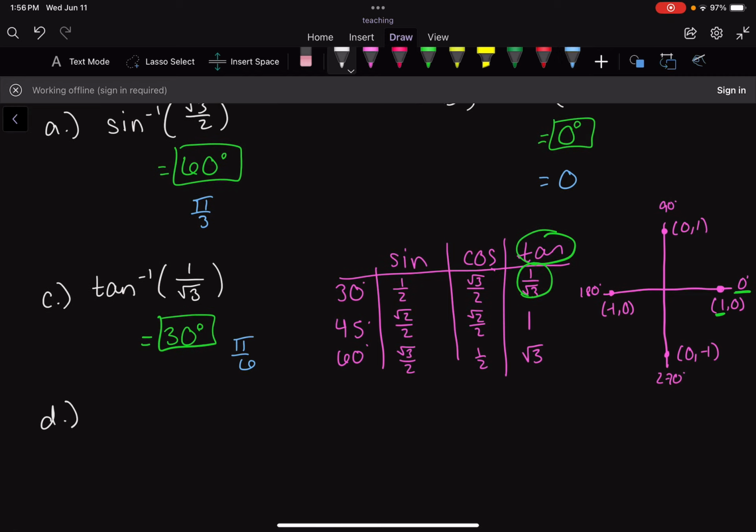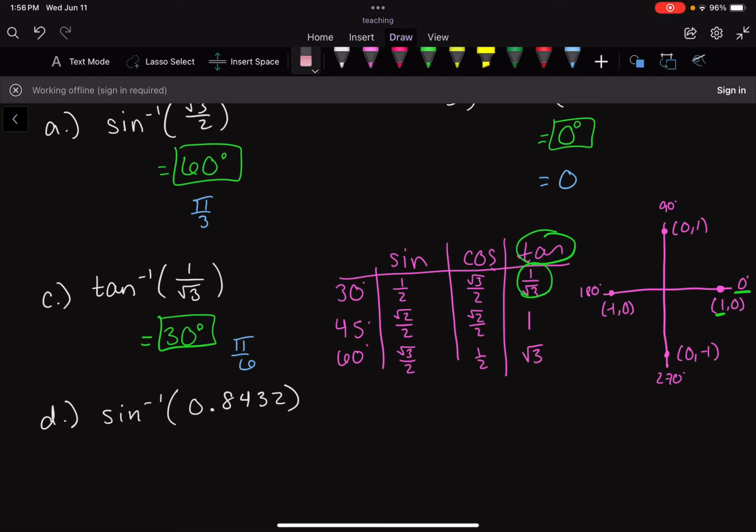So if we do part D, let's practice one where maybe it's not a nice answer. So let's do sine inverse of 0.8432. I have completely just made this up. Sometimes you'll need to plug it into your calculator if it's not one of these nice values. If you're not seeing 0, 1, or one of the ones in the table, you may need to just type it into your calculator.